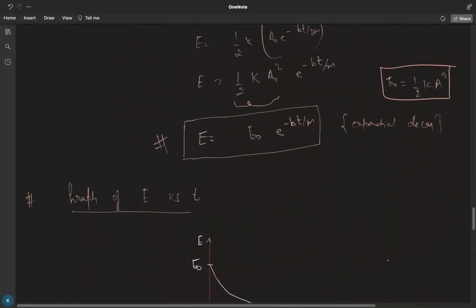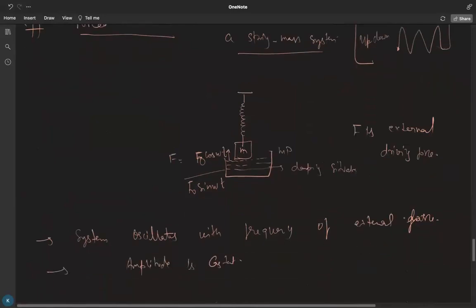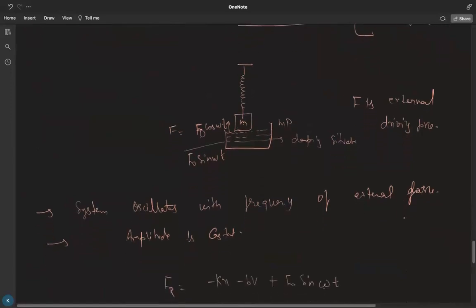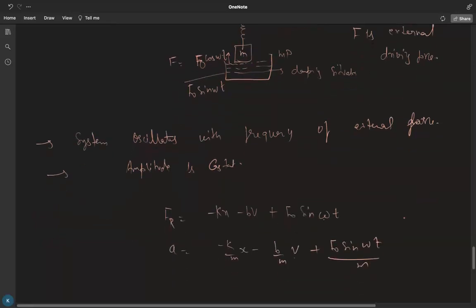Let me recap once again. What is forced vibration? Forced vibration is when we have a continuous external force acting on the system, which affects the oscillatory motion of the system. A few things you have to keep in mind. The first thing is that the system oscillates with the frequency of the external force. We are talking about the steady case. And the next thing is that the amplitude is constant.